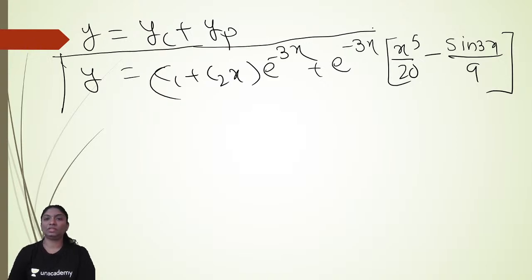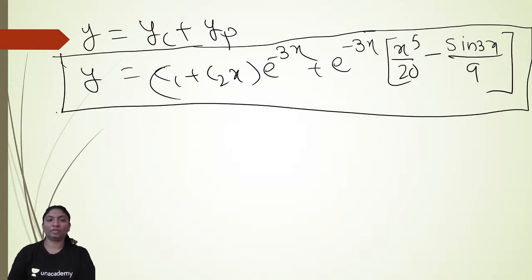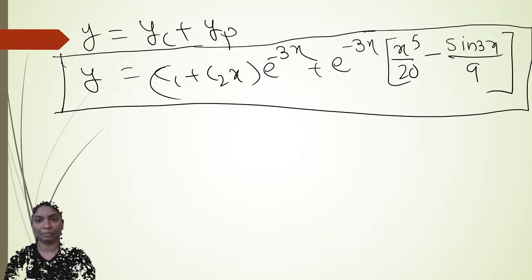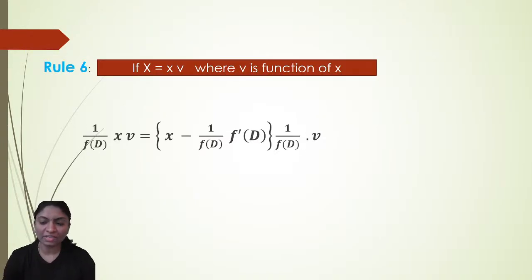This is our complete solution for the given linear differential equation with constant coefficient. I hope you are getting the rules clearly one by one. I am solving two examples of each type so that you get a clear-cut idea of how to solve the given differential equation. Okay, now we will see the next rule, that is rule 6.